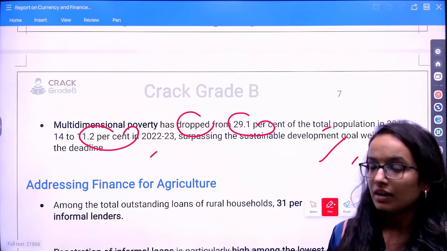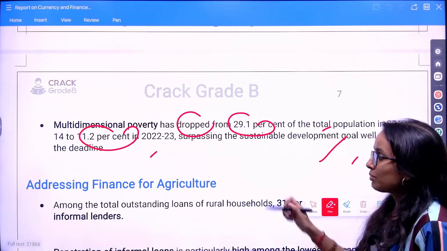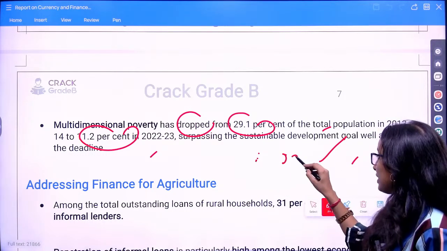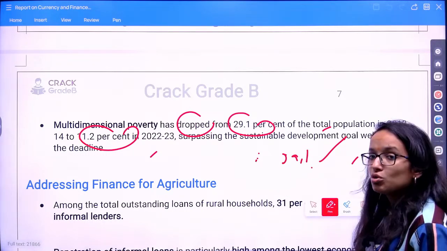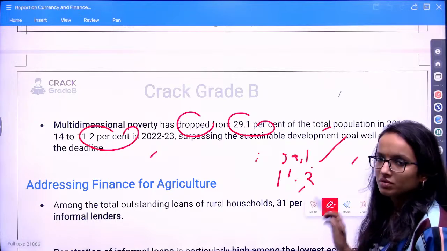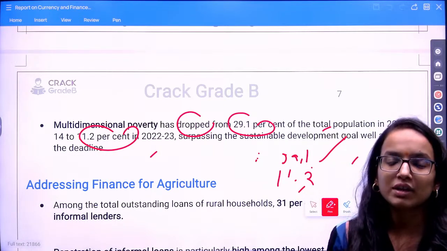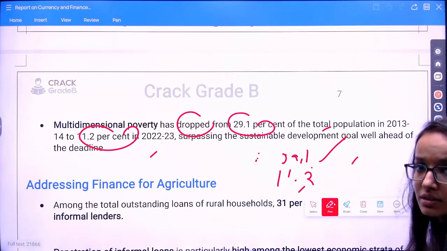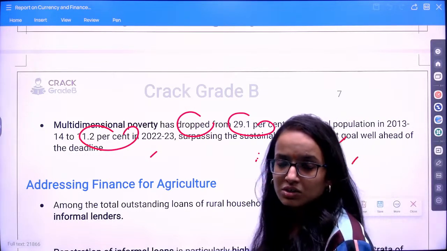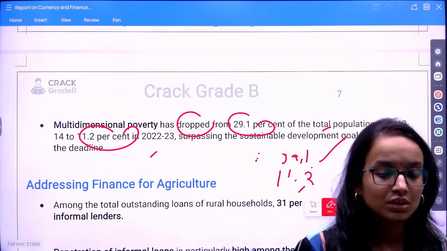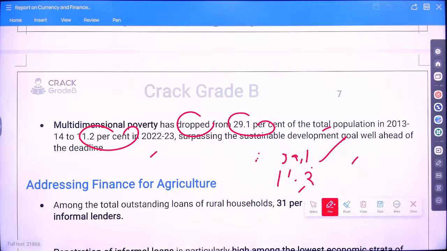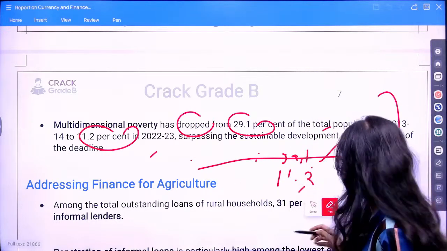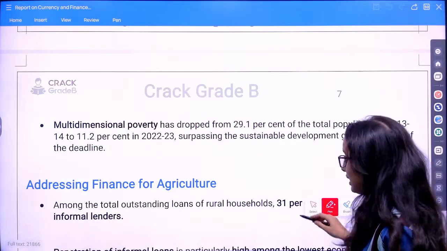So this is multidimensional poverty. Remember this figure, it is important for India. It has dropped from 29.1% to 11.2%. Remember this, from 29.1 to 11.2. Okay, good attempt. Yes, these are the organizations which publish the multidimensional poverty index. Good. So this was regarding the multidimensional poverty index.